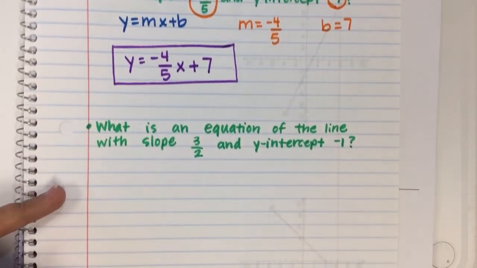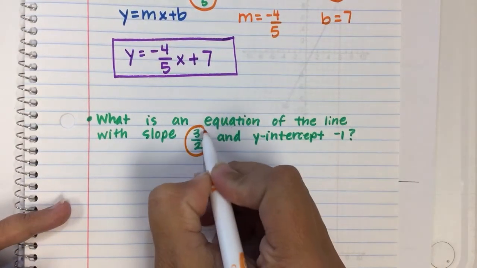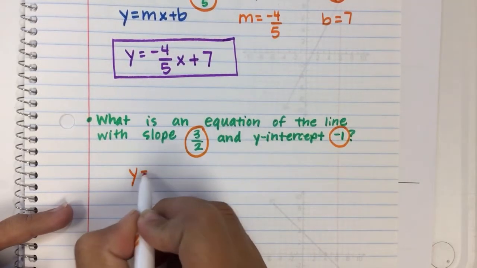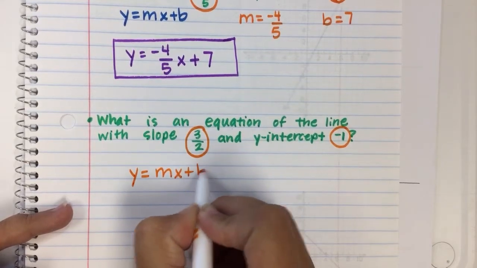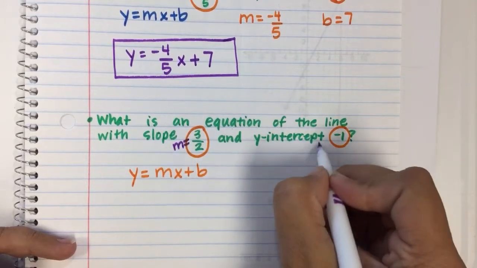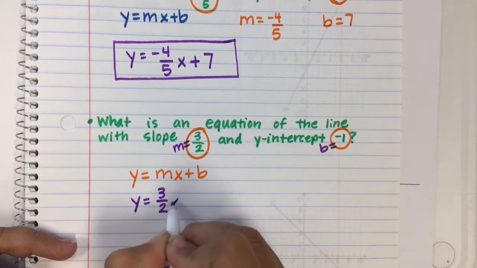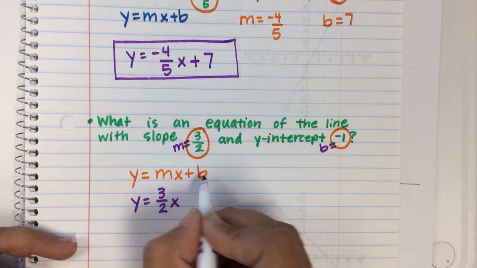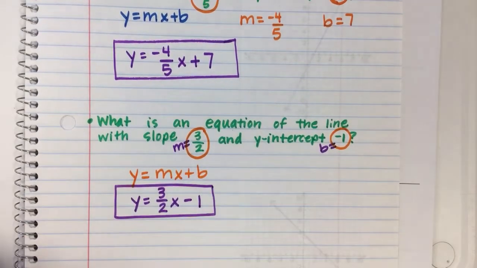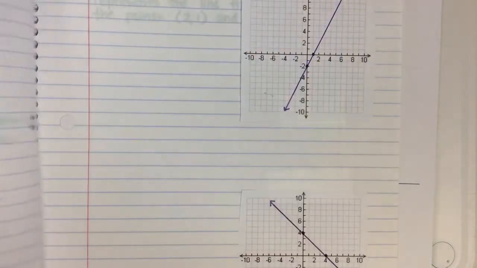All right, same thing on the next one. What is an equation of the line with a slope of 3/2 and a y-intercept of -1? Got to remember y is equal to mx plus b. Here I recognize that m is 3/2 and b is -1. So y is equal to 3/2 x plus b, but this is plus a -1, so it can just be -1. That's my slope-intercept form for that equation.